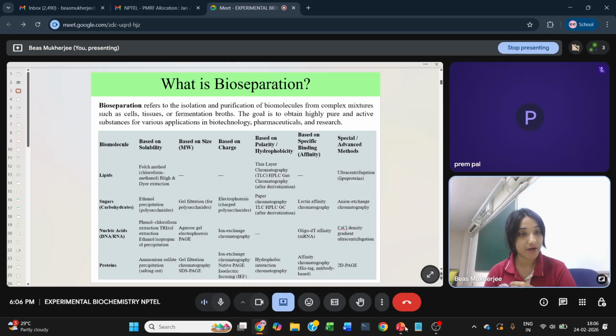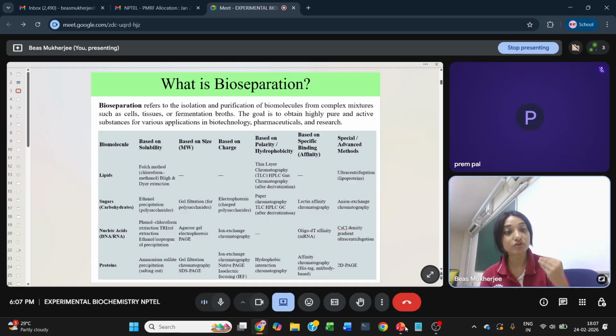Then we have thin layer chromatography, which we are going to talk about in today's class. There are other specialized methods, for example ultracentrifugation, which means spinning at very high speed and separating based on size. Now we have sugars. Precipitation of sugars can be done using the ethanol precipitation method. Then gel filtration chromatography can be performed for separating sugar molecules based on their size. Then we have paper chromatography, thin layer chromatography, gas chromatography, and HPLC. All of these are based on the polarity or hydrophobicity of the sugar molecules.